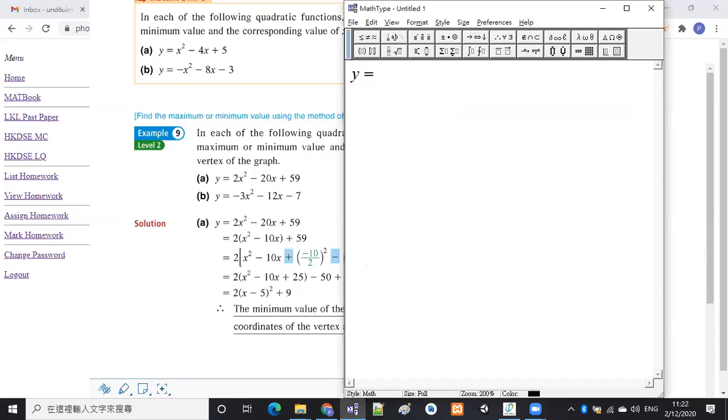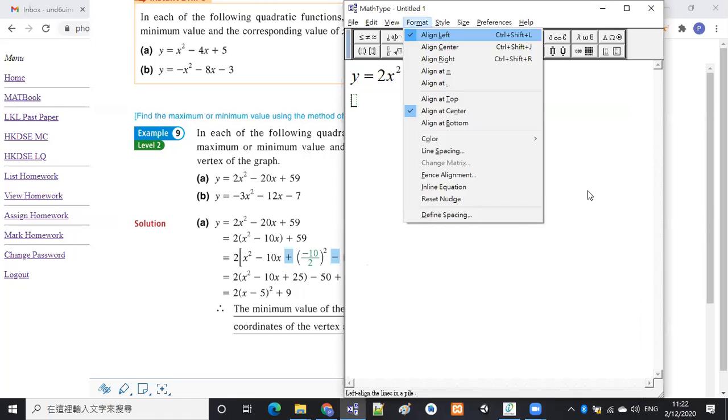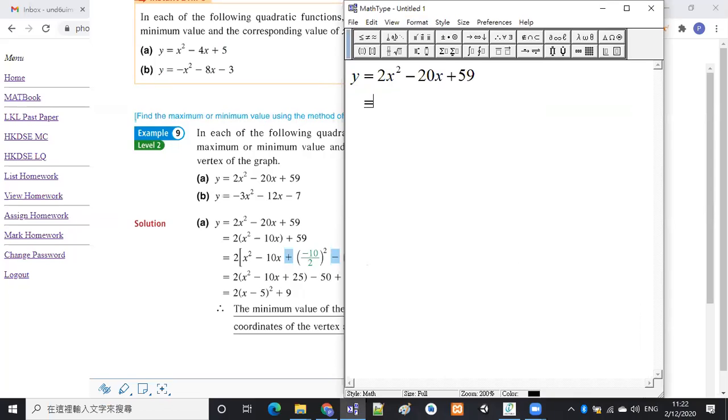So part A, y is equal to 2x squared minus 20x plus 59. And then the a is equal to 2 this time. So we need to take out the 2. Okay, x squared minus 10x and then plus 59. Just remember that the constant term will just stay unchanged.